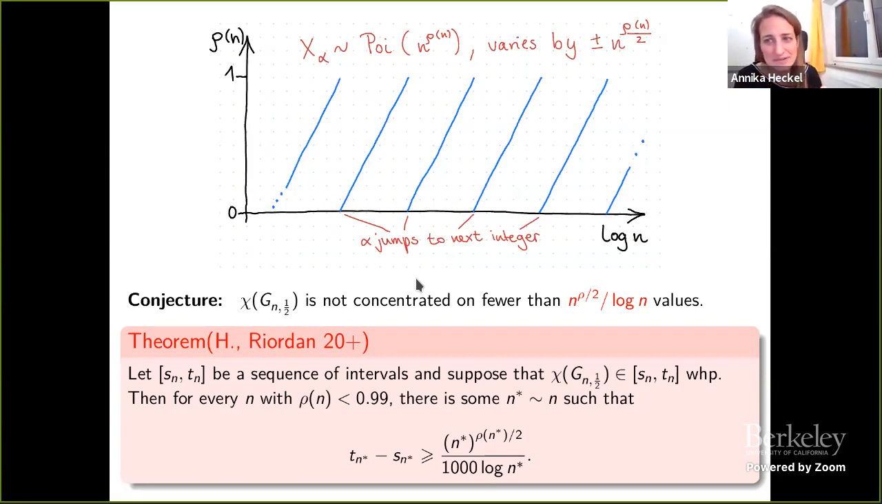And this is a feature of the method. We can never show for any specific n that this conjecture is true. We can only show that for every n, there must be an n star nearby. It could be n, it could be another integer nearby, so that this lower bound holds, so that the length of the interval T_n star minus S_n star is at least this lower bound. Although we think, of course, it's true everywhere, this is what we're showing.